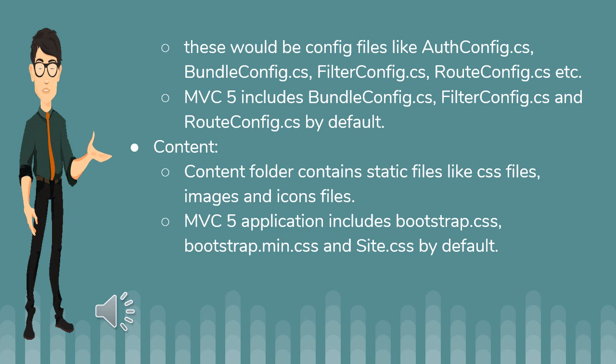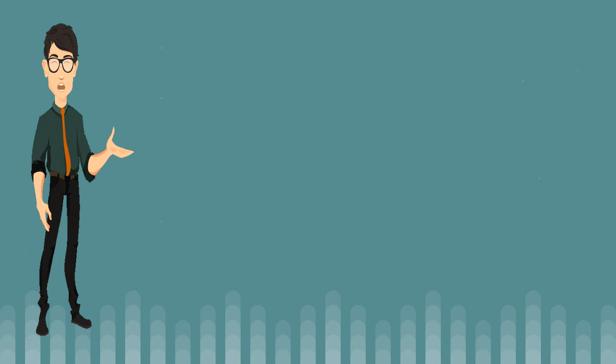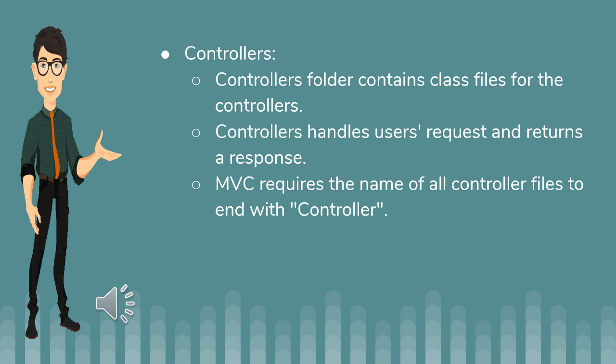Content. The Content folder contains static files like CSS files, images and icon files. An MVC5 application includes bootstrap.css, bootstrap.min.css and site.css by default. Controllers. The Controllers folder contains class files for the controllers. Controllers handle users' requests and return a response. MVC requires the names of all controller files to end with Controller.